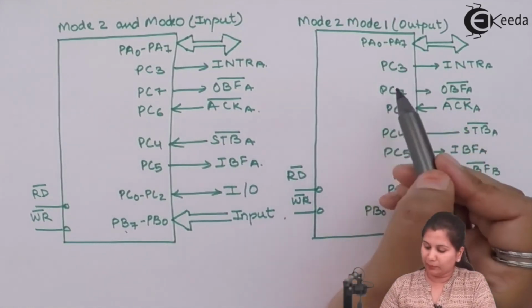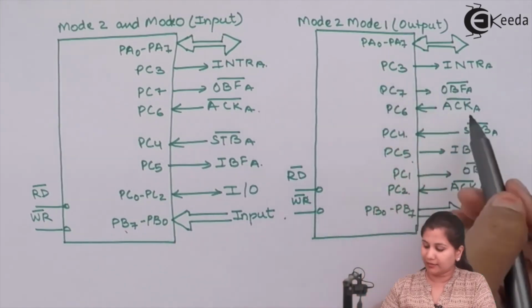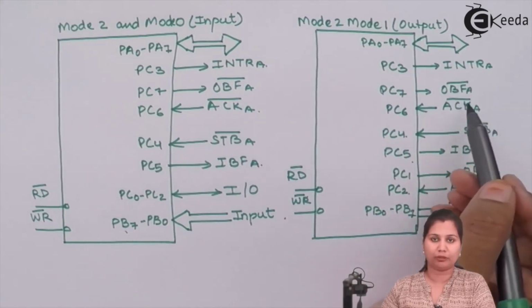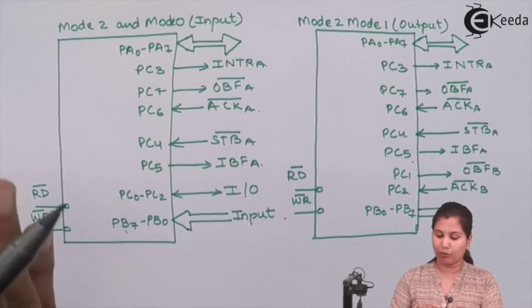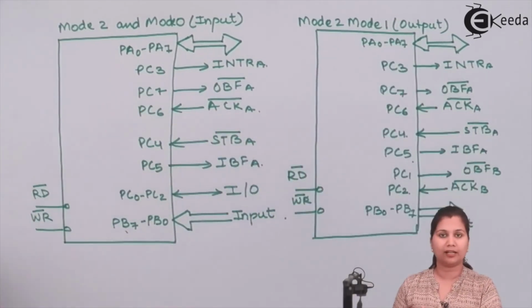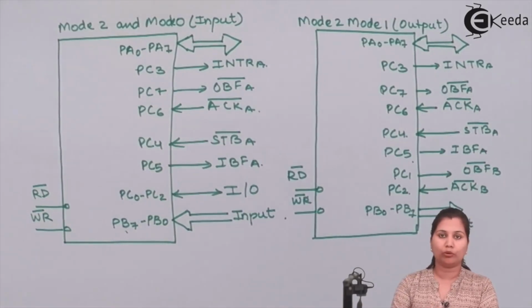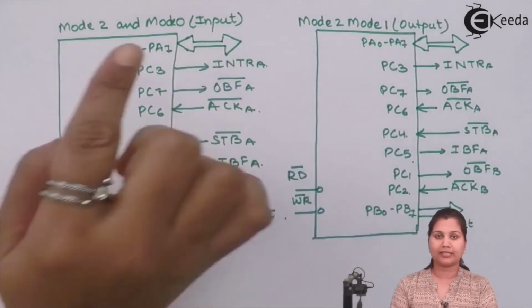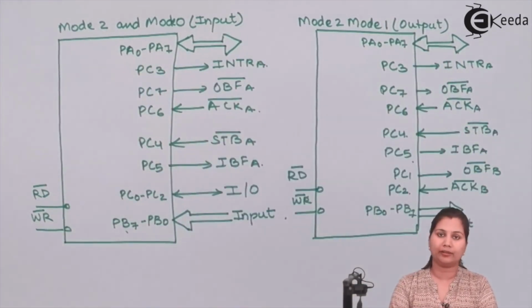Then we have PC3, PC7, PC6, 4 and 5. These are the handshake signals for port A, and it has input handshake signals and output handshake signals also. So this is how in mode 2 we can have mode 2, mode 0, that is the input operation, and mode 2, mode 1, that is the output operation. So these are the control signals used in mode 2, that is the bi-directional data transfer. Here the data transfer is in both directions, because port A is acting as a bi-directional port.